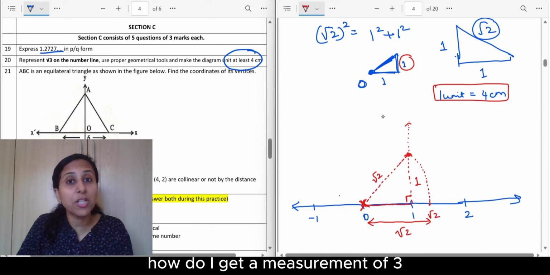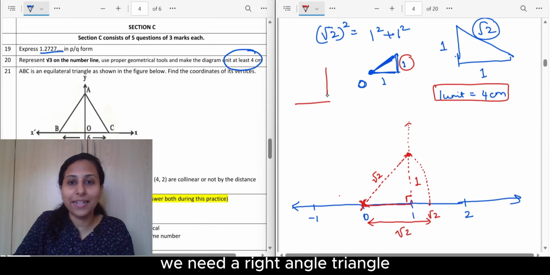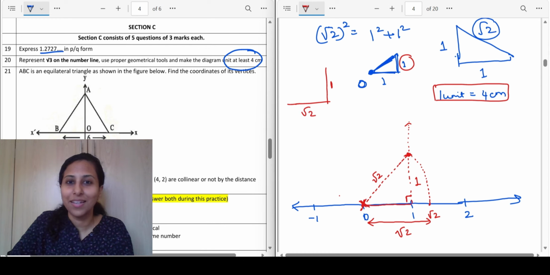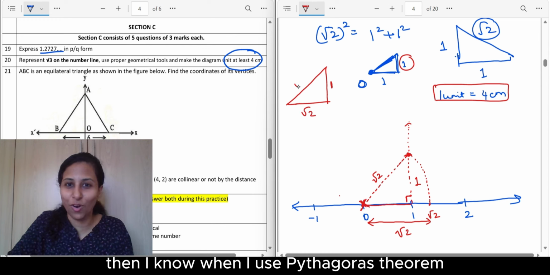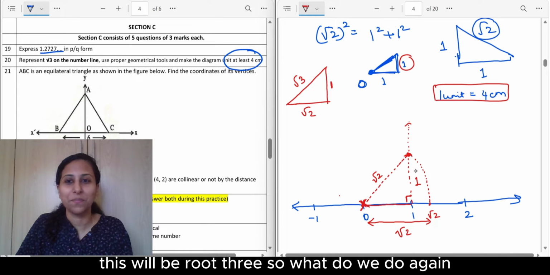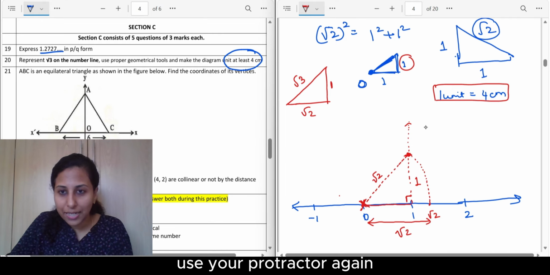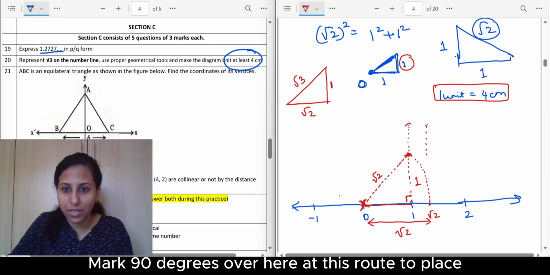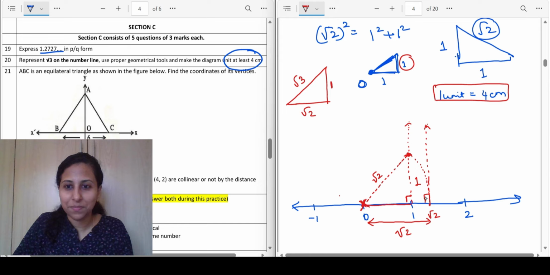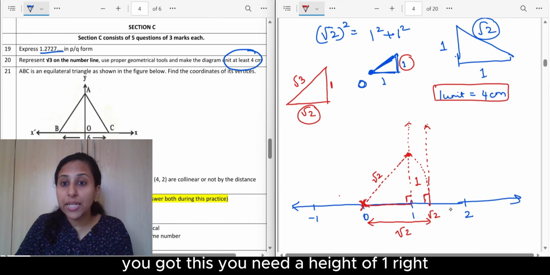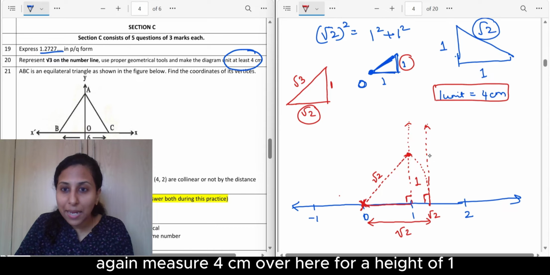How do I get a measurement of root 3? We need a right angle triangle where root 2 is the base and 1 is the height. Then I know when I use Pythagoras theorem, this will be root 3. So what do? Again use your protractor and mark 90 degrees at this root 2 place. We already know this base is root 2. You need a height of 1, right? Again measure 4 centimeters over here for a height of 1.